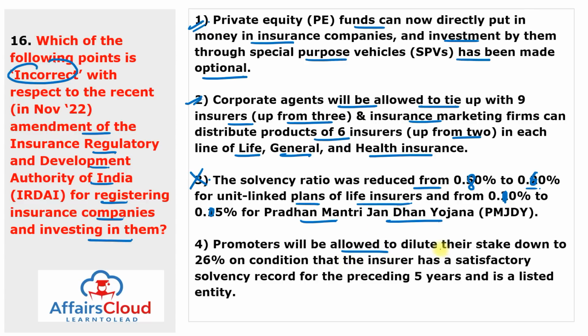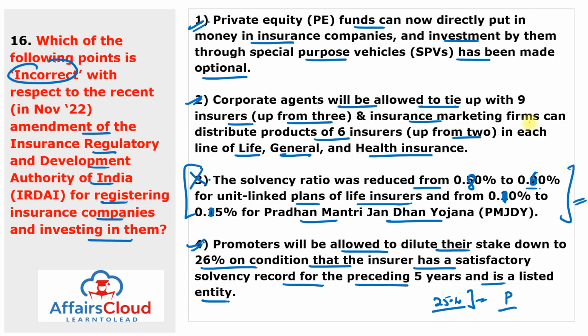Promoters will be allowed to dilute their stake down to 26% on the condition that the insurer has a satisfactory solvency record for the preceding 5 years and it is a listed entity. This statement is also true. And even a single investor taking 25% in an insurance company will be classified as an investor, and any investment more than that will make it a promoter. This statement is also correct. So all the other statements are correct. It means the only incorrect statement is 3. 3 is the answer. Moving to next question.